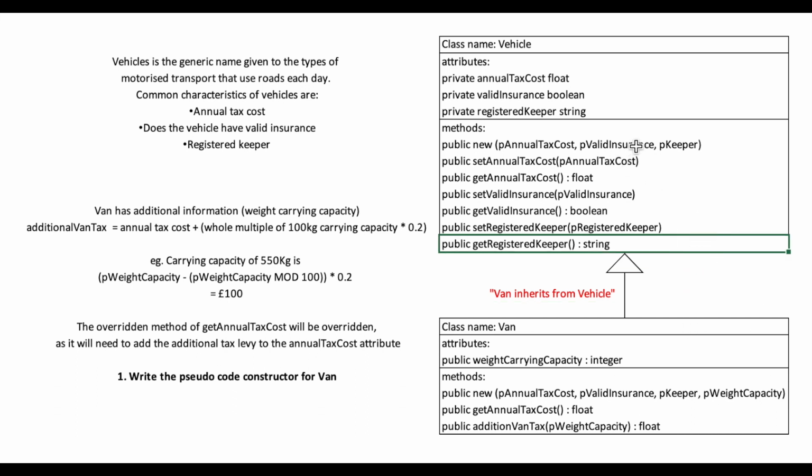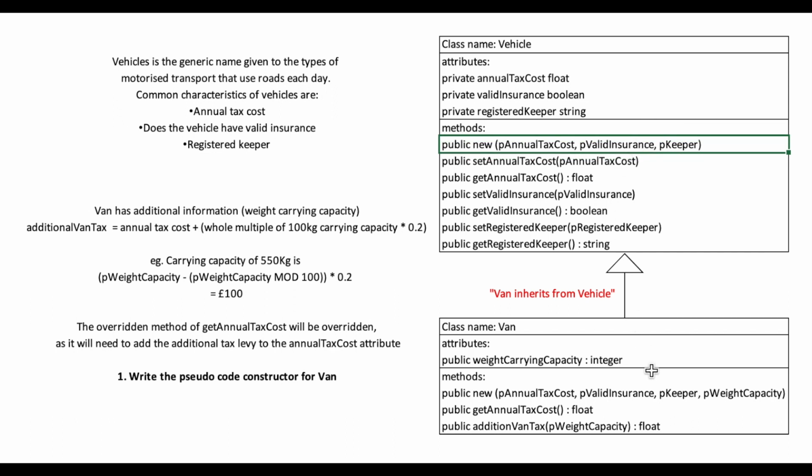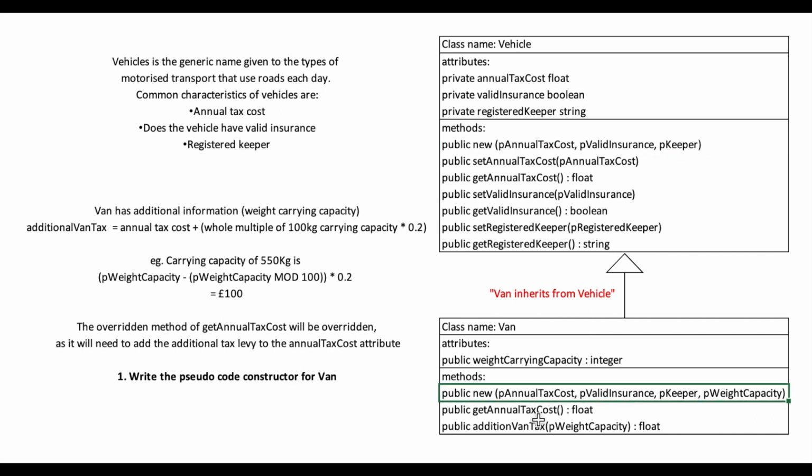Now, the next thing I'd like to talk about is the order of attributes within the constructor. We know the order of the attributes for the vehicle class is annual tax cost, valid insurance, and then the keeper. So the first 3 parameters of the van class will be exactly the same in the same order: annual tax cost, valid insurance, and the registered keeper.